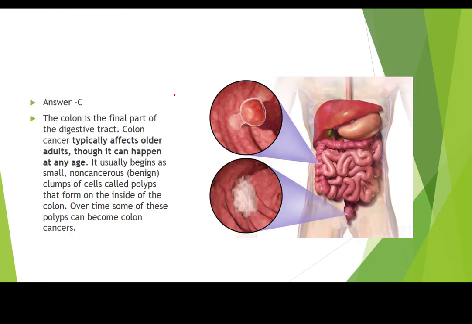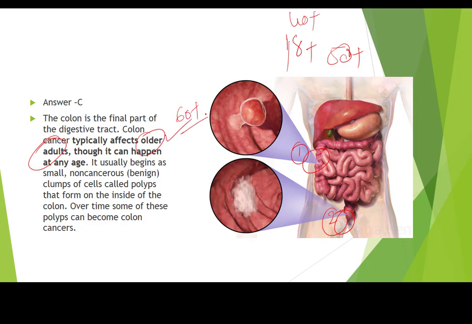So it is occult blood in which disease? Here is a scene, the place where you have to observe. In this area, the colon is the final part of the digestive tract. Colon cancer typically affects older adults, above 50, or you can say 40 plus. It should be older, so in this case you can say 60 plus also.